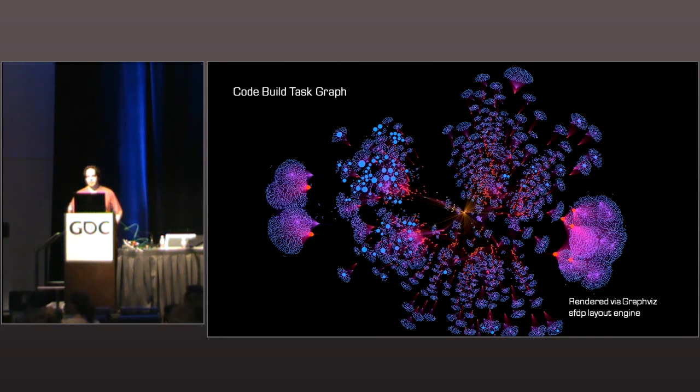So here's what the dependency graph looks like for a large-scale distributed system. Each dot in this graph represents a single task, and lines represent dependencies between the tasks. Ironically, this is actually a small build. This is a dependency graph for a 4-minute code build, but it does show the bottom-up approach that we want.